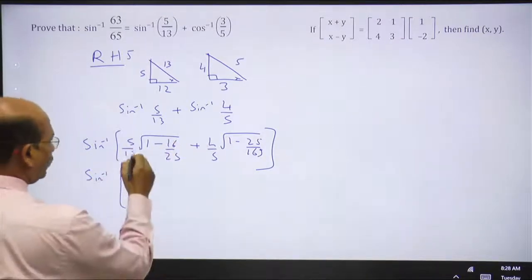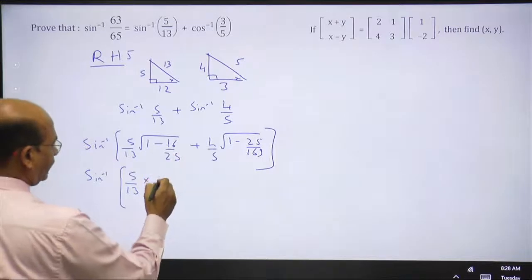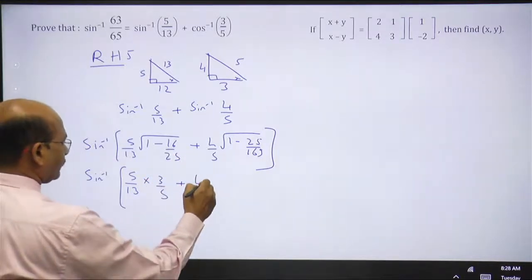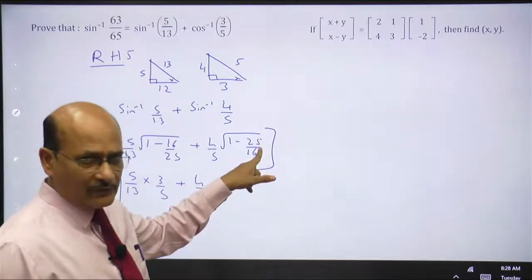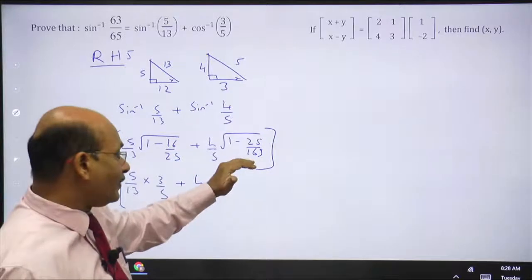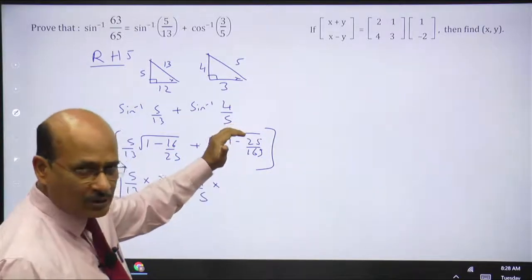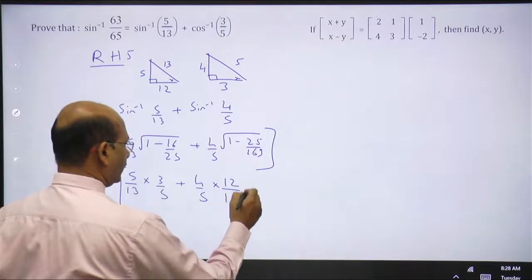Remember, this square root is a full square root. So 9 minus 16 will be 3 by 5 plus 4 upon 5 into, now 169 minus 25 is 144. So square root of 144 upon 169. Remember, the 16 is also inside the square root sign. So 144, this is nothing but 12 upon 13.